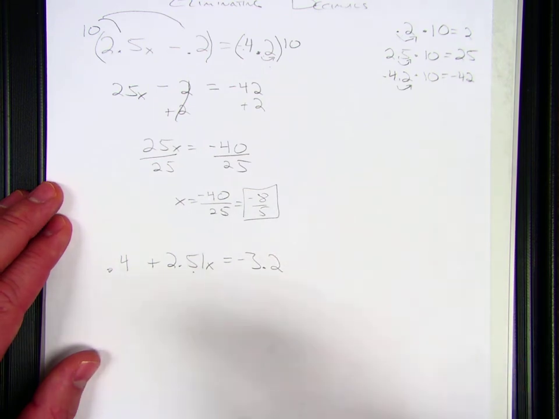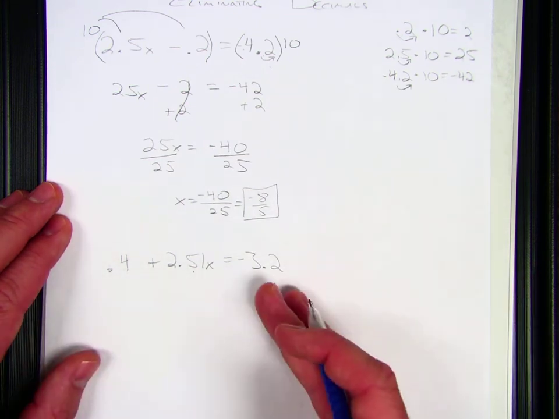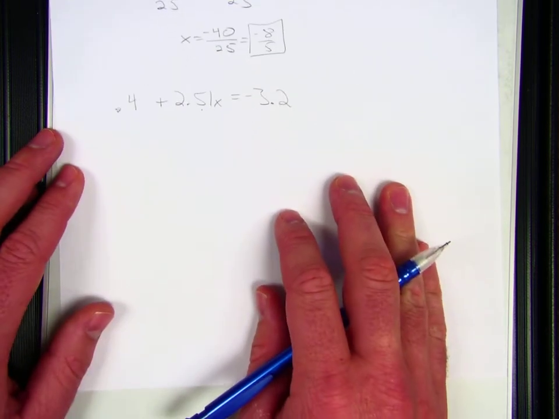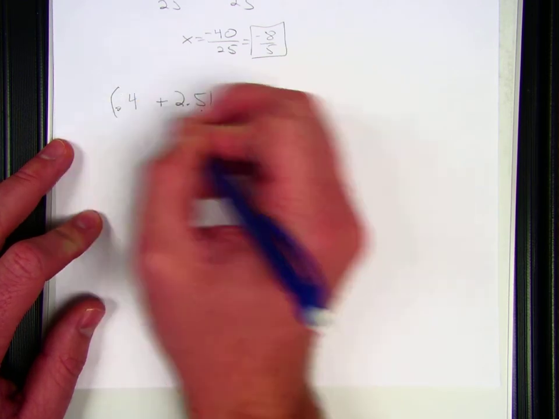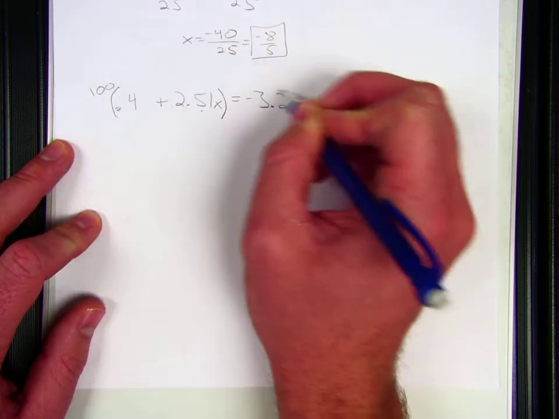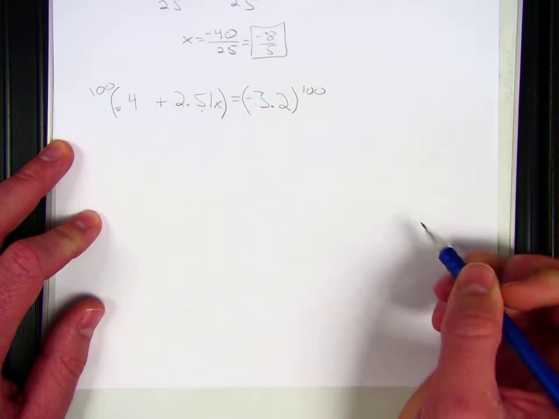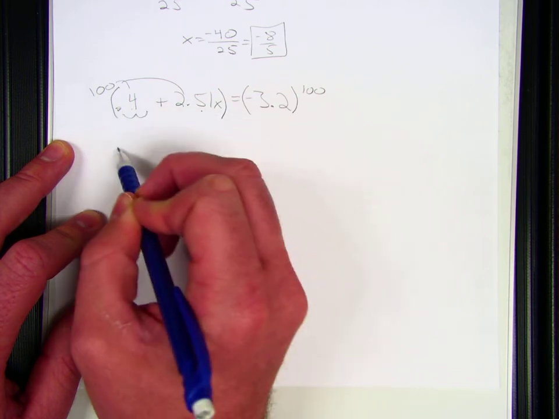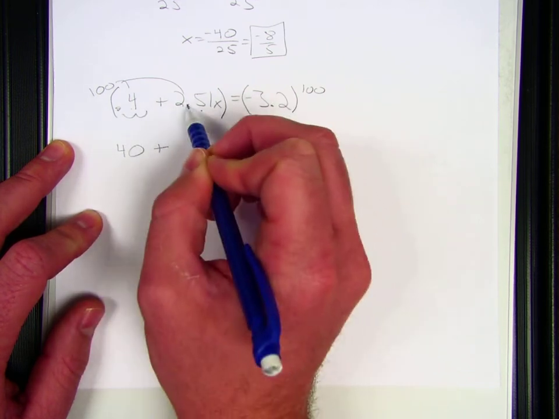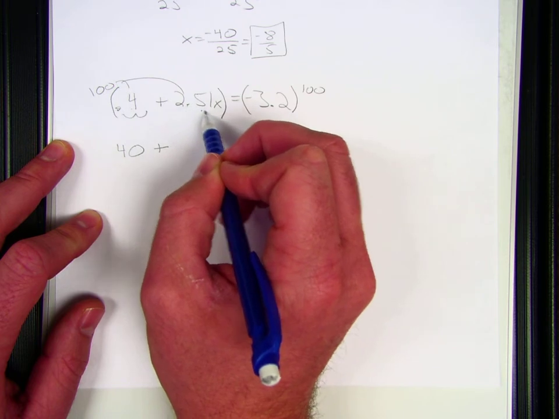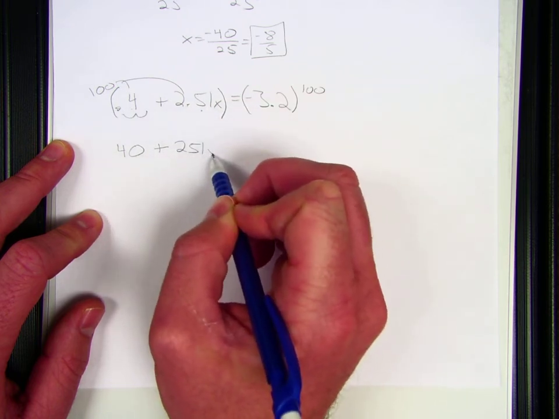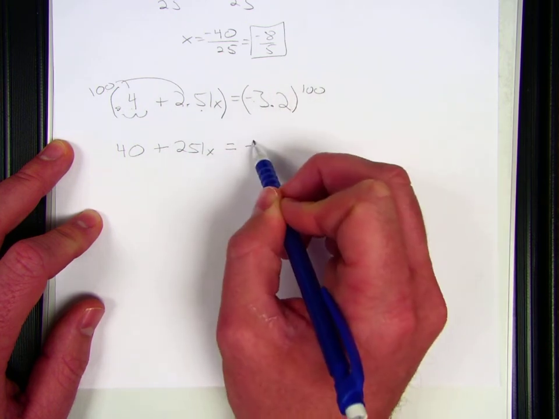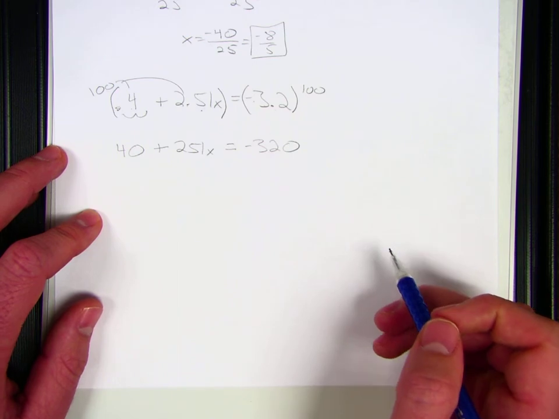So maybe there's some number other than 10 that you can multiply both sides of your equation by that would get rid of this decimal. Some of you are probably already thinking of it, and if you guessed 100, you're exactly right. I'm going to multiply each side of this equation by 100. 0.4, remember, now that I multiply by 100, the decimal moves 2 places, so I have 40, plus this decimal, when multiplied by 100, moves 2 places, 251x, and that's going to be equal to negative 3.2 times 100, move it 2 places, negative 320.